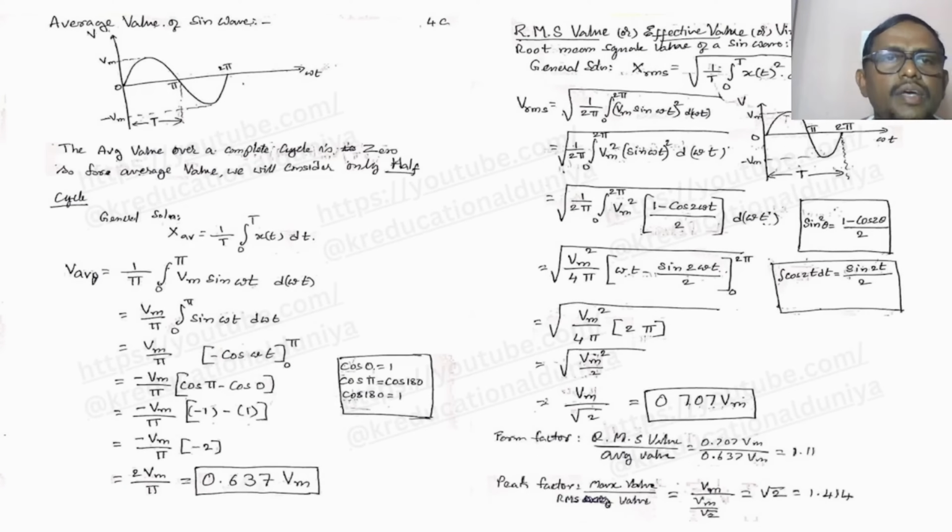That is the reason we are not taking the complete time period, that is 0 to 2 pi. We are taking only half of the cycle, that is 0 to pi. So here we have to consider the time period equal to 0 to pi.